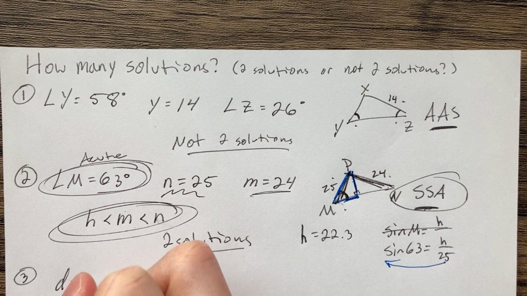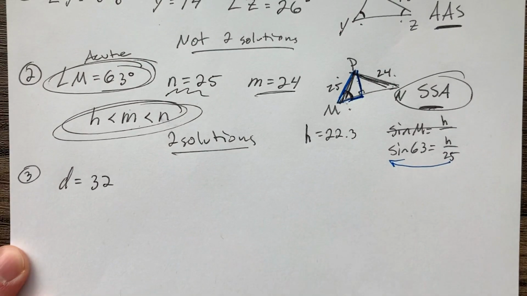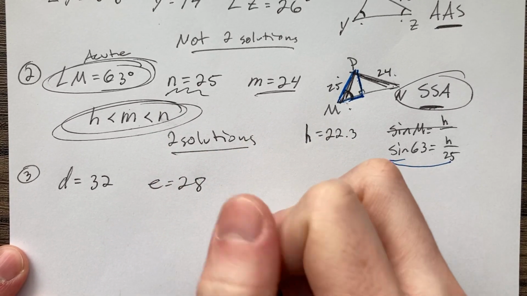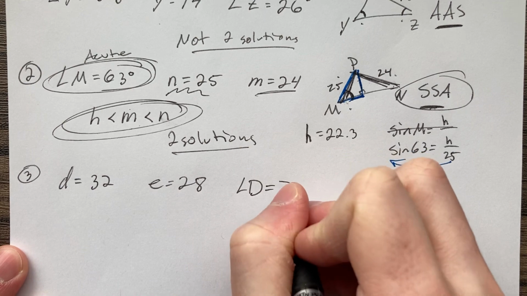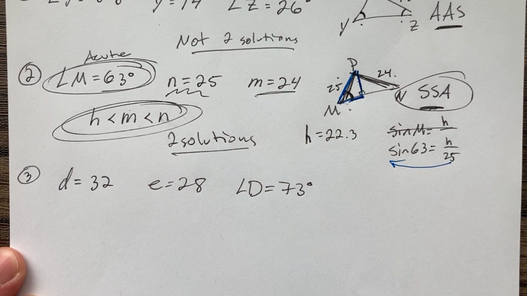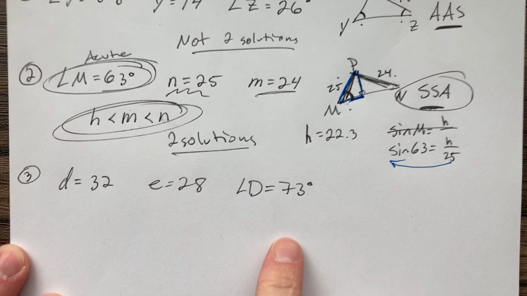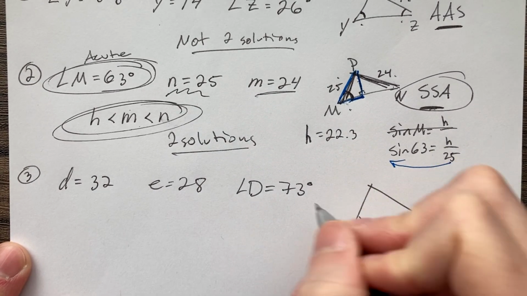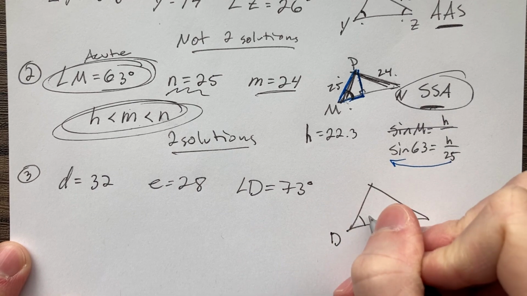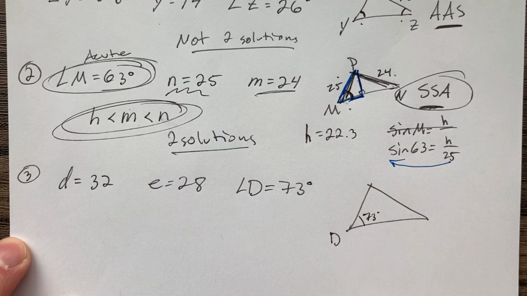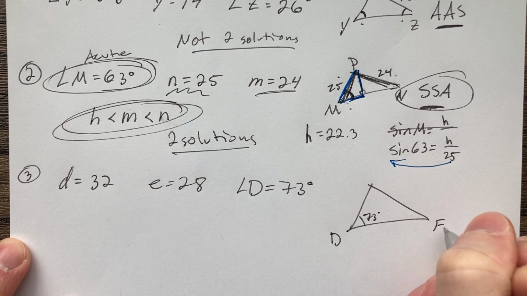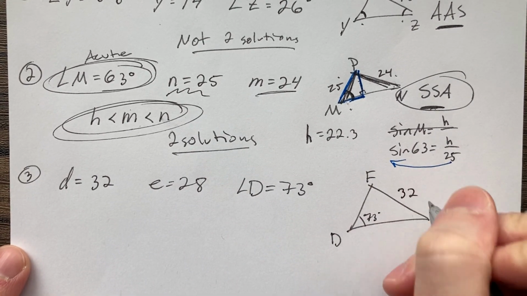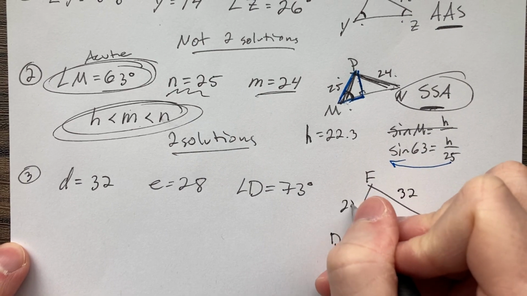Here we have side D is 32, side E is 28, angle D is 73 degrees. If we were to sketch this triangle out, I'm always going to put my known angle down here in the bottom left just for consistency. So 73 there. Let's put E there, and then we'll call that last one F. Side D is 32, side E is 28.